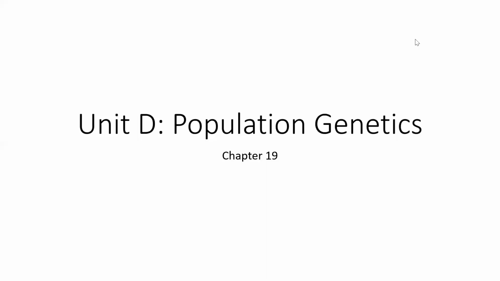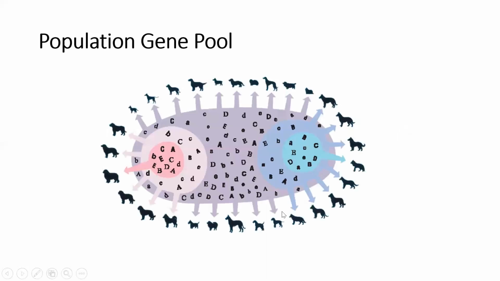Okay, folks, so we're going to look at Unit D, population genetics today. Just a little review on population. When we look at a population, we're talking about the same species, a certain number of them in a particular area in a particular time.